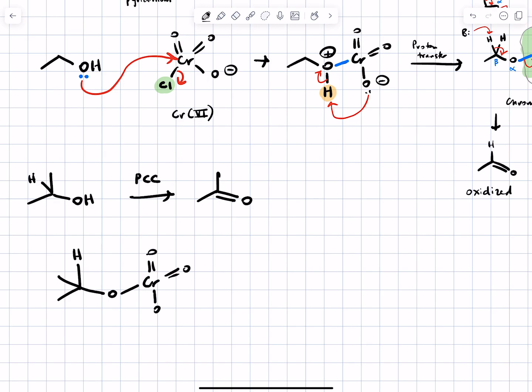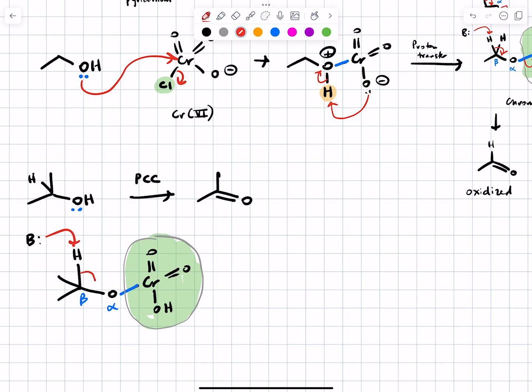Here's the chromate ester. Here in blue are the electrons that used to be a lone pair on the oxygen. And then here is a base that's going to remove the proton, and the good leaving group is going to leave. And here's that elimination step by removing the beta proton. Electrons kick down to form a new double bond. The leaving group leaves, and that gives you your ketone.